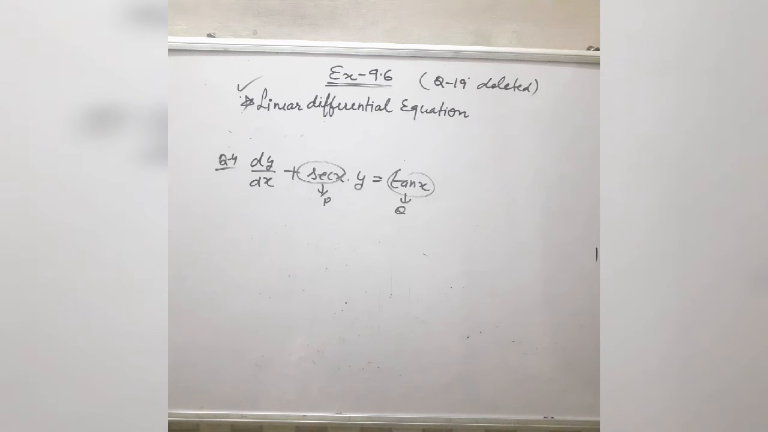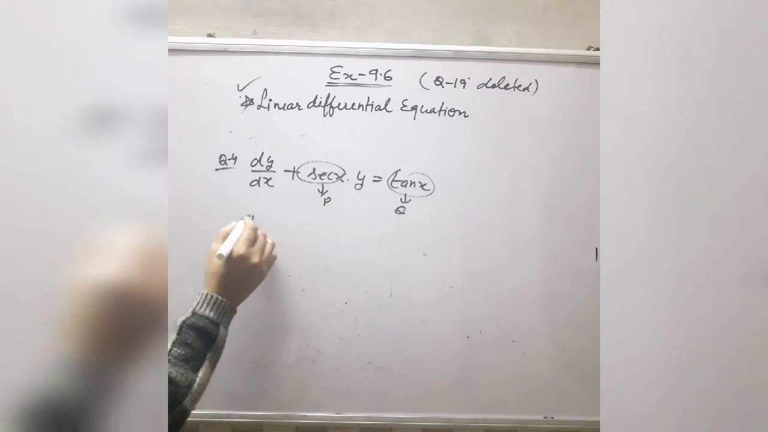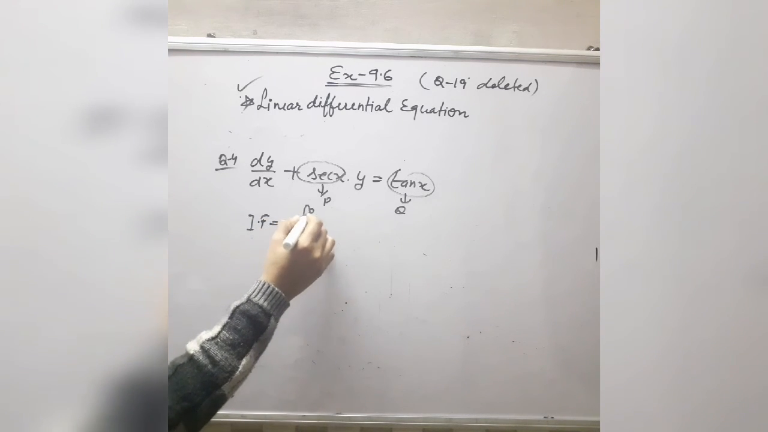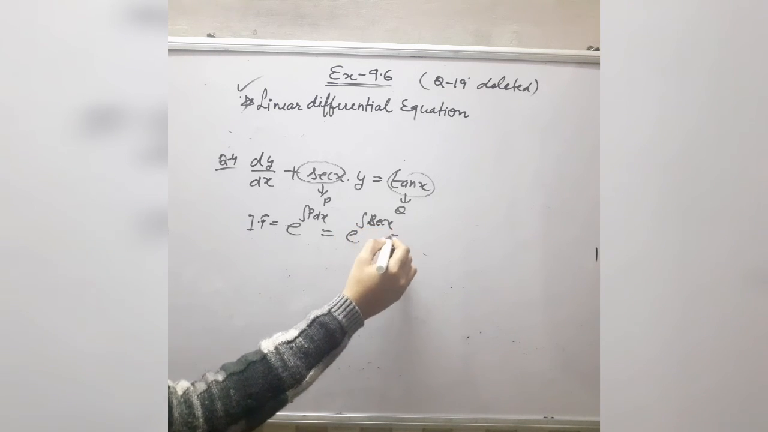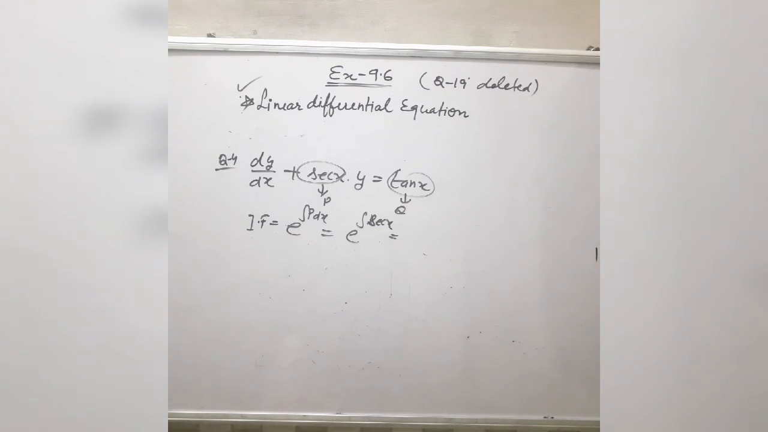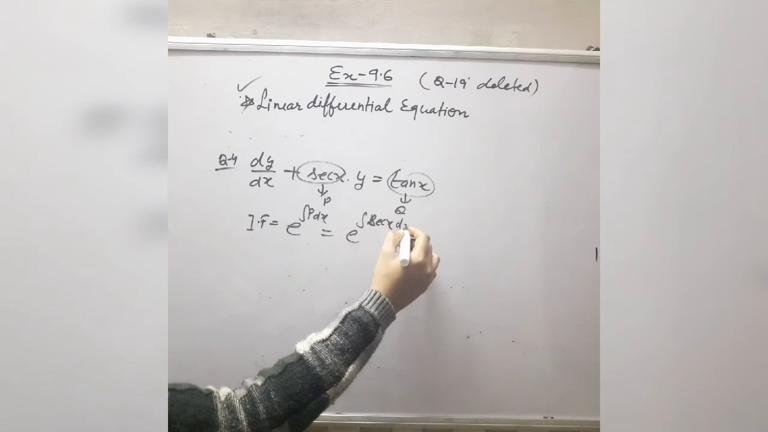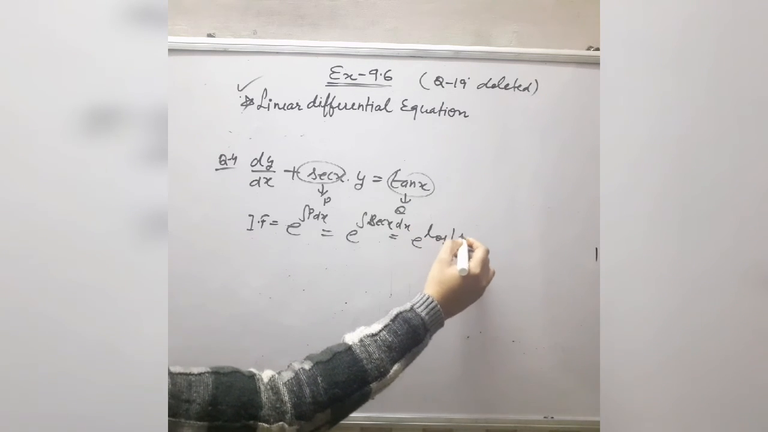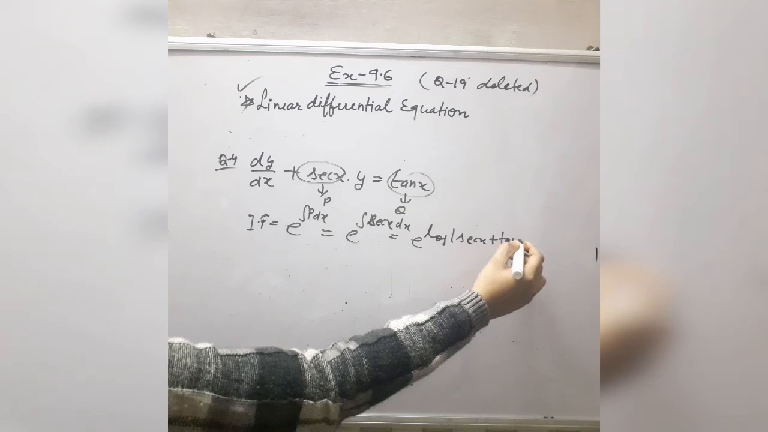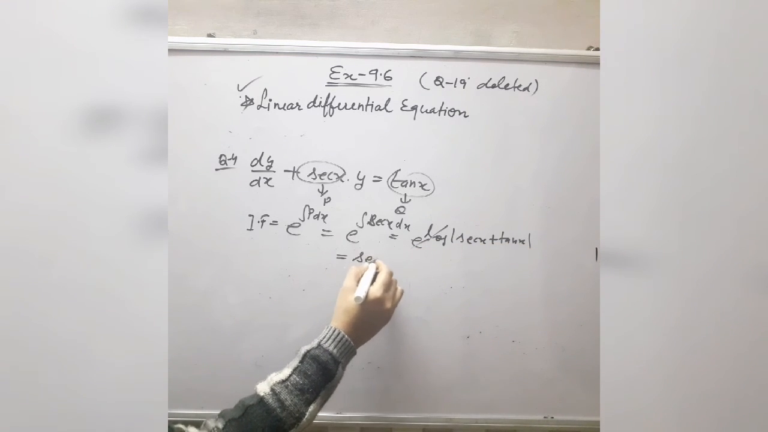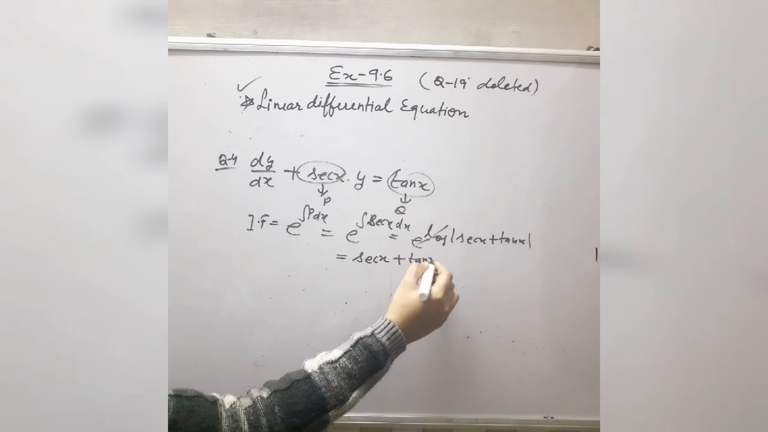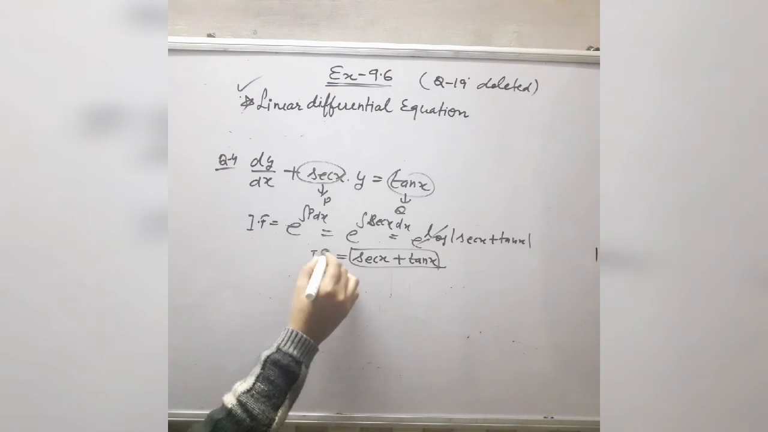So now we will find out the solution of this differential equation. Firstly we will find out the integrating factor, and all of you know that integrating factor is e raised to power integration of p with respect to x. So what is p here? P is secant x. And what is integration of secant x with respect to x? Integration of secant x is log of secant x plus tangent x. This exponential is cancelled with log, so you will get integrating factor as secant x plus tangent x. This is the value of the integrating factor.